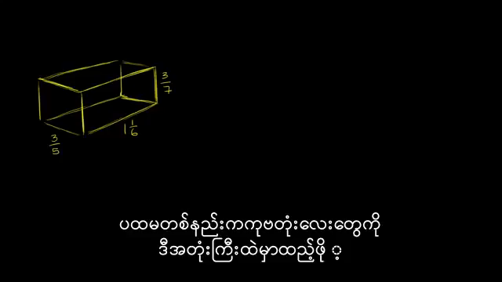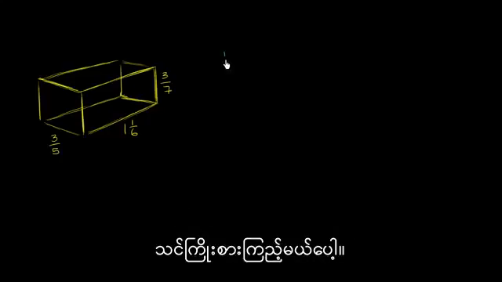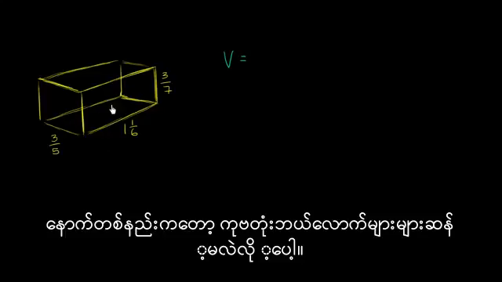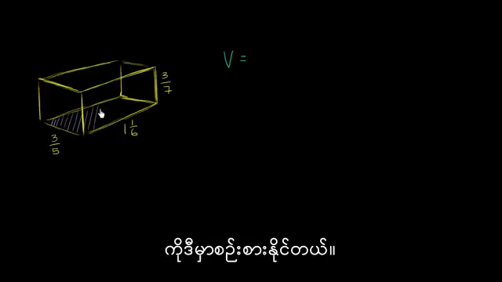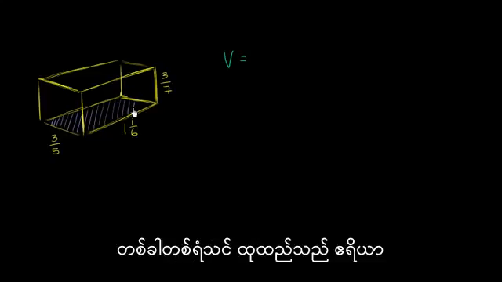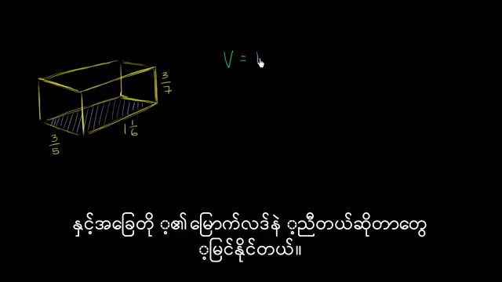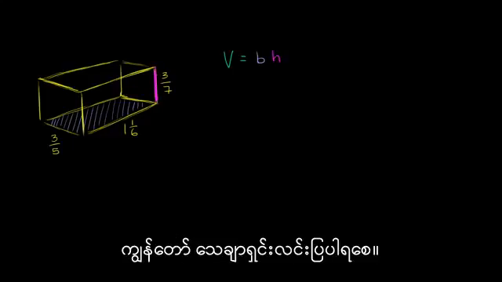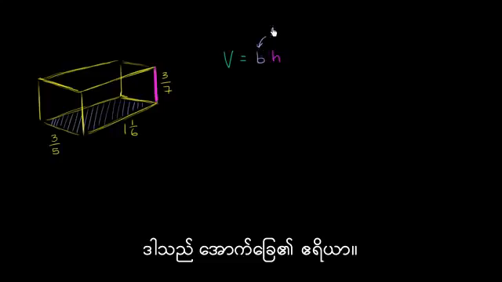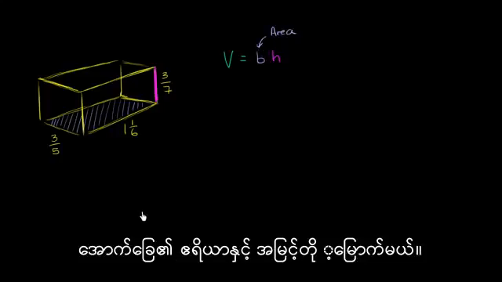One way to think about it is you're trying to pack unit cubes in here, and one way to think about how many unit cubes could fit in here is to think about the area of this base right over here. Sometimes you'll see volume is equal to the area of the base times the height. This right over here is the height, and this is the area of the base.